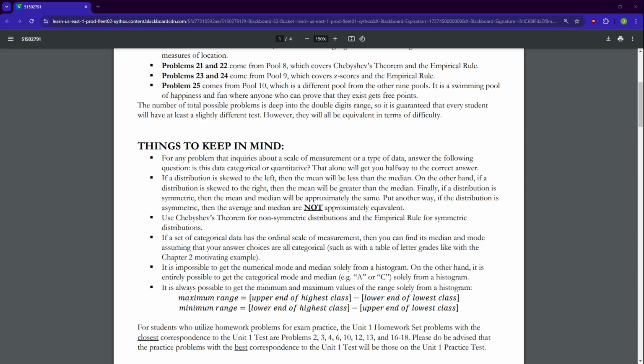By that same token, if our distribution is symmetric, then they should be about the same. Next one is pretty self-explanatory. Now going beyond that to the next one, again, like the example of the stars for the restaurants, if our distribution has the ordinal scale of measurement, then we can find our median and mode categorically speaking. So if you have a table of letter grades, even if you do not know the individual numerical grades themselves, as long as you have all the letter grades, or all the number of people who gave 1 or 2 or 3 or 4 or 5 stars, or anything else of the sort, you can then get the categorical mode or the categorical median.